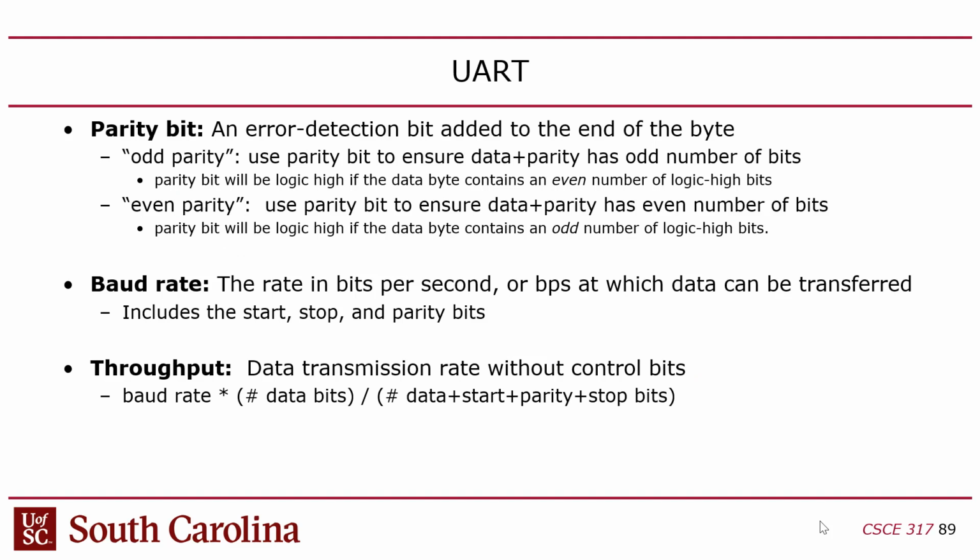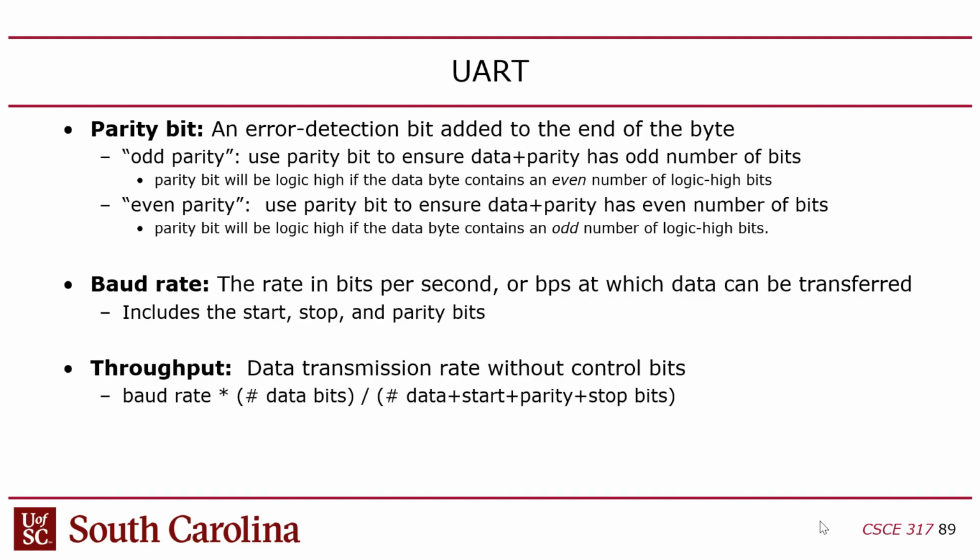Okay, now there are some other options that you can use. However, just like with the speed of the channel, both sides have to agree to these options. So one of them is a parity bit, which is an error detection bit that's added to the end of each byte. UART is 1 byte, so you send 8 bits in every transaction.